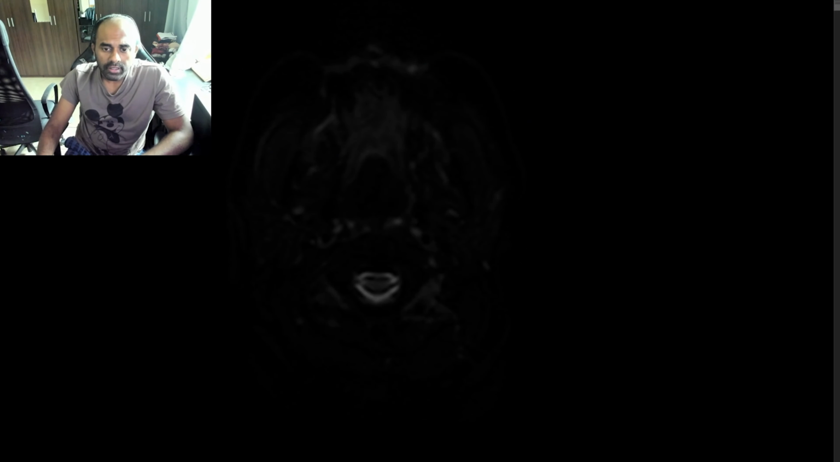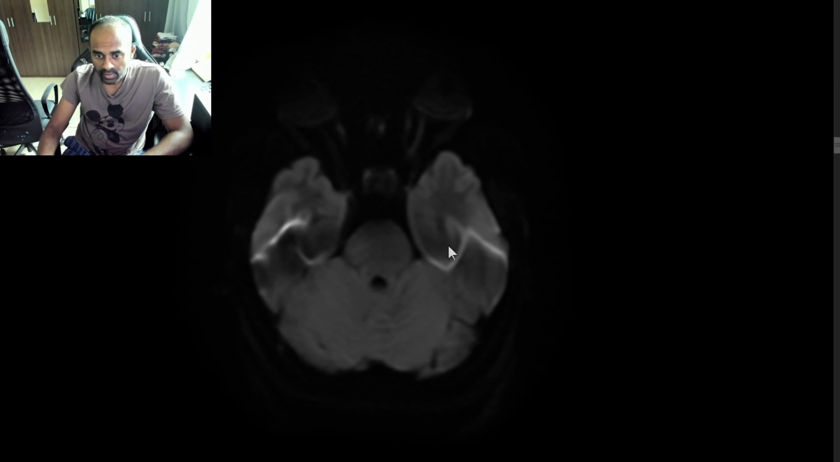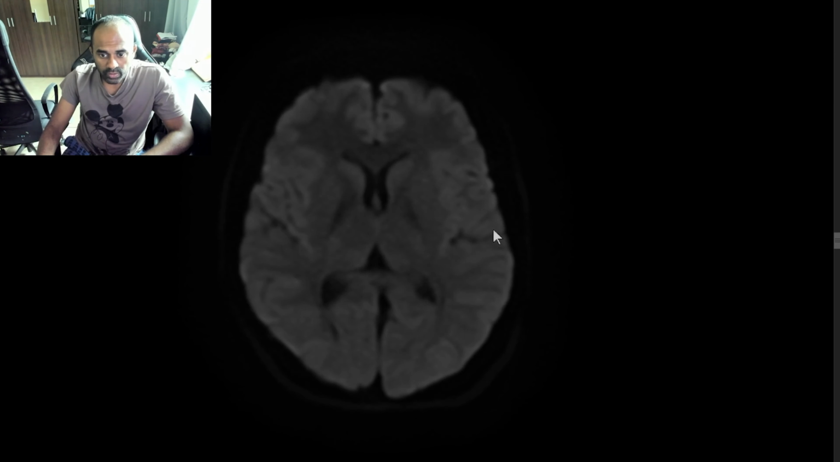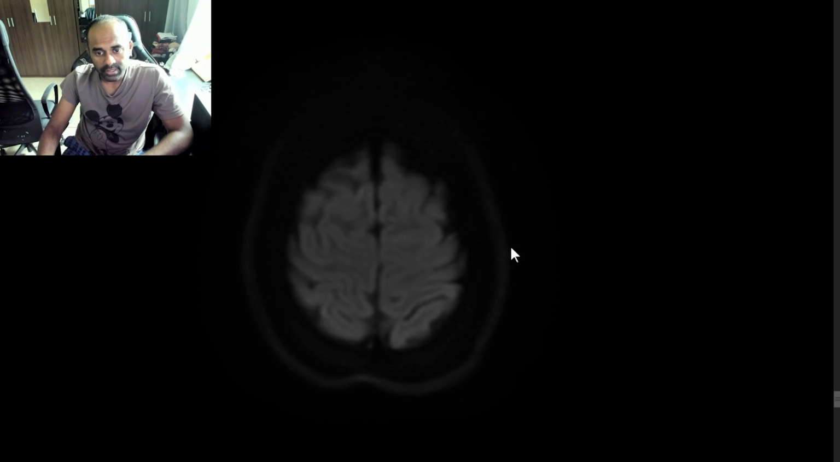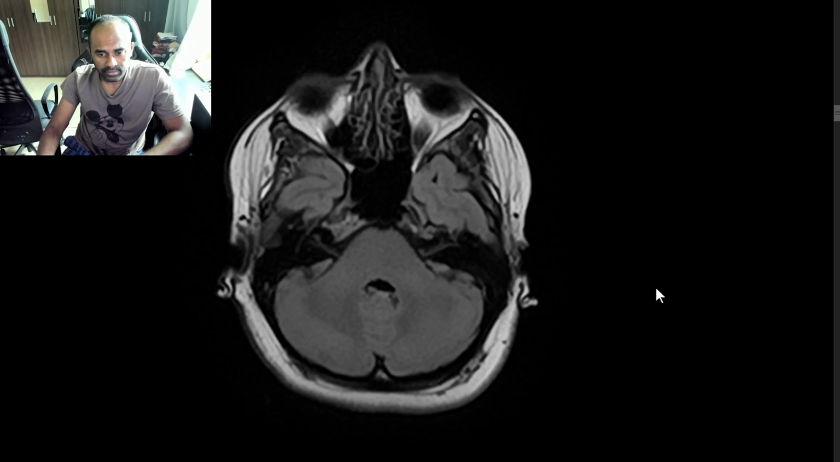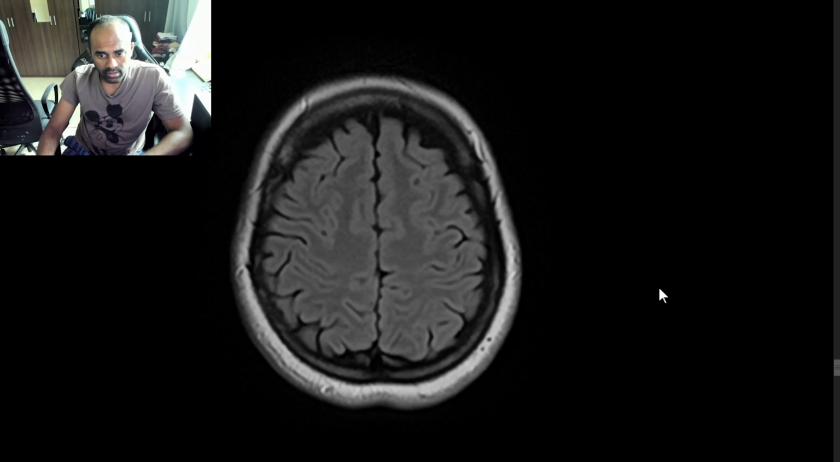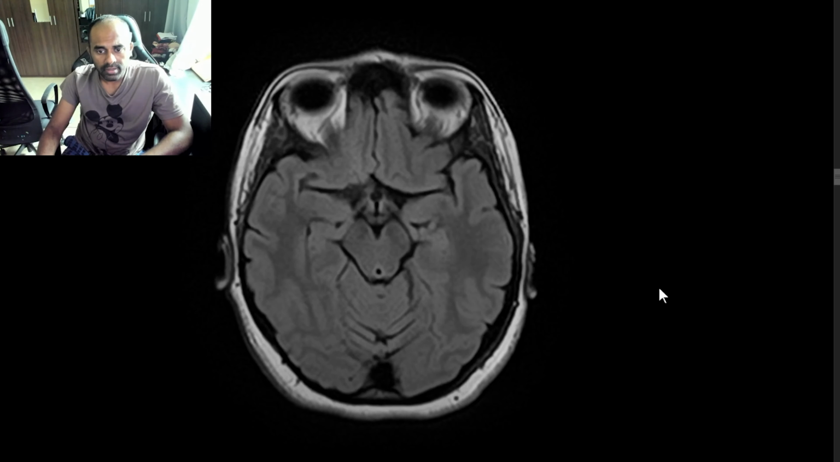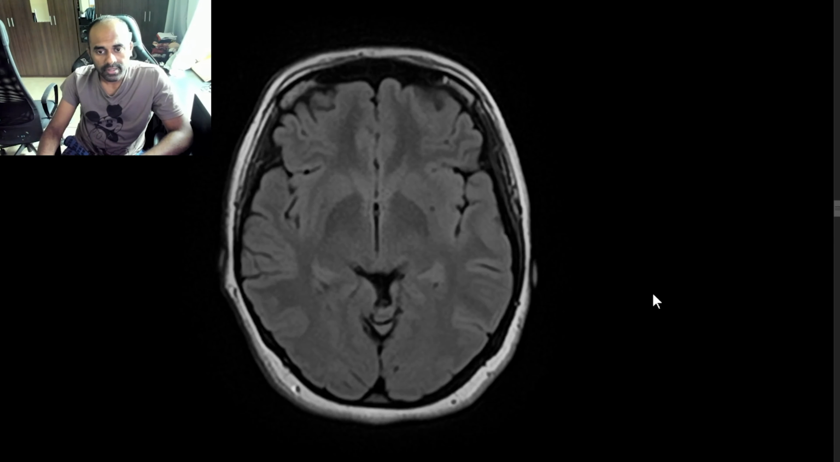This is a young lady presenting with headache. An MRI brain was done for evaluation. So the diffusion weighted imaging sequence does not reveal any abnormal signal intensity. T2 FLAIR images again do not demonstrate any abnormal signal intensity.